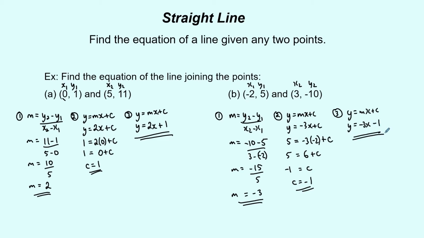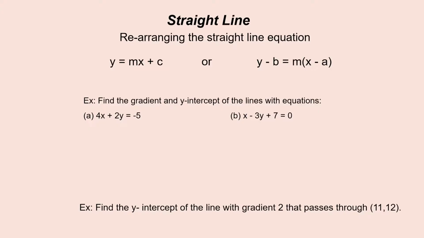Okay, so that's how you find the equation of a straight line joining any 2 points, and that method will work for any 2 points on a straight line. You can follow that through. The only thing that's going to change is the numbers.